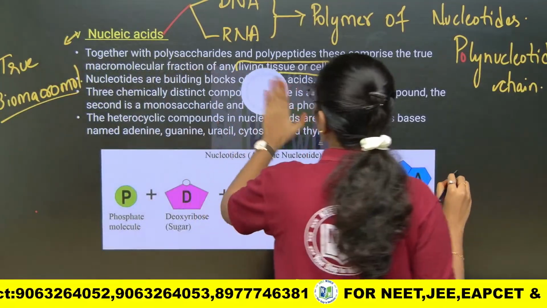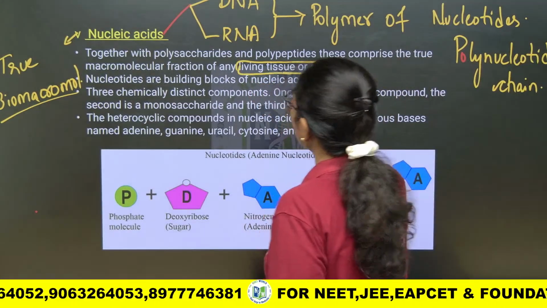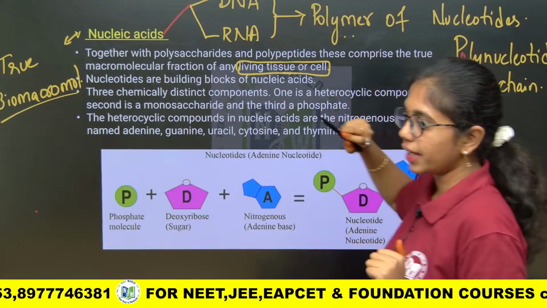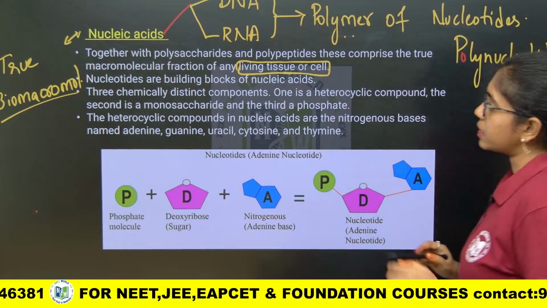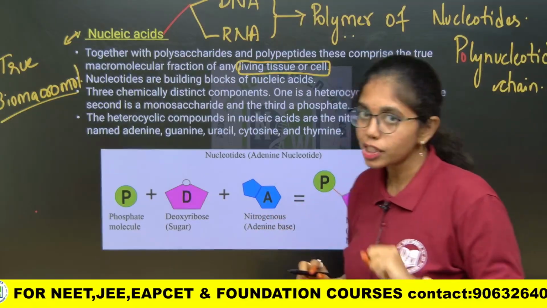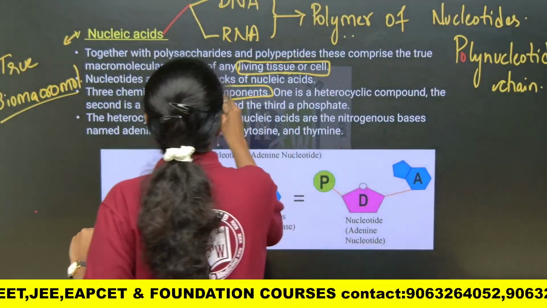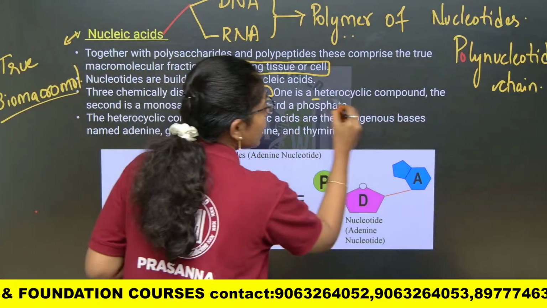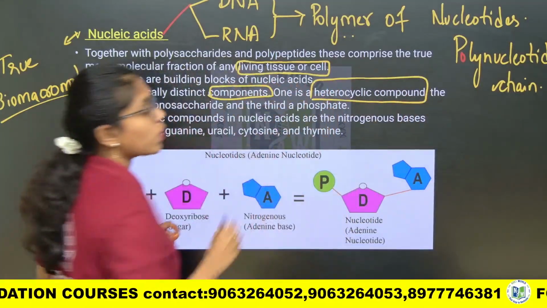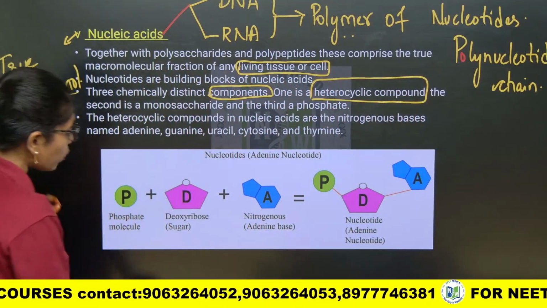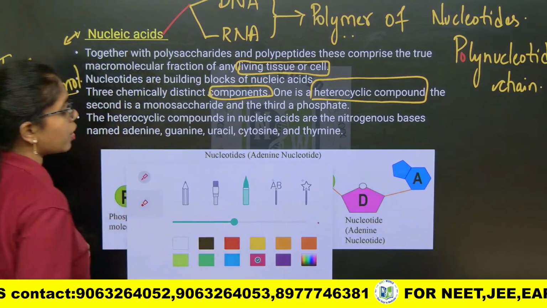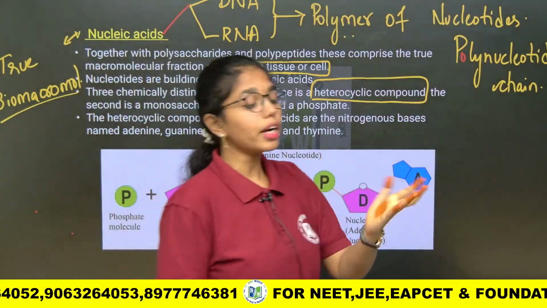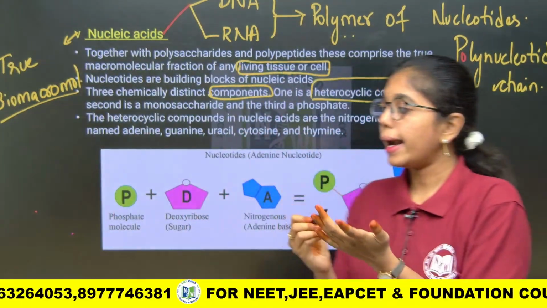Nucleotides are building blocks of nucleic acids, okay. That only we have learned here, right? Polymer of nucleotides. Three chemically distinct components are present in nucleic acids, okay. That is why we call it a heterocyclic compound. And what are those three distinct molecules that we learn? Any nucleic acid is a combination of sugar, phosphate group and nitrogen base.